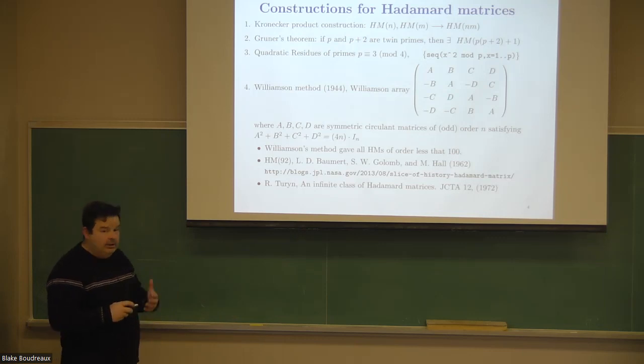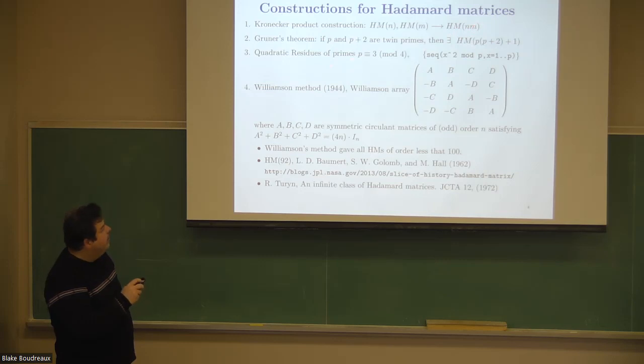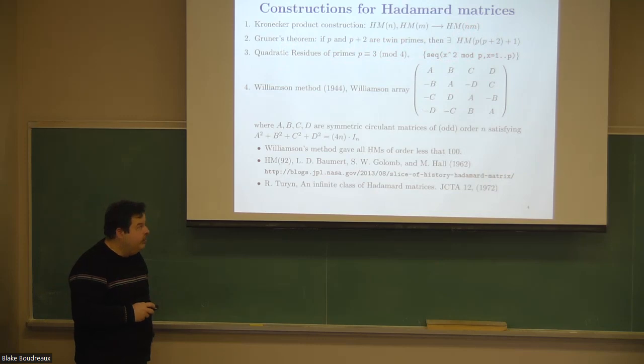I mentioned there are hundreds of constructions for Hadamard matrices, and these are some of them. The Kronecker product: if you have a Hadamard matrix of order n and order m, then you can make a Hadamard matrix of order the product. Then you have Gruner's theorem with the twin primes that we mentioned already. Then we have the Paley construction, quadratic residues of primes 3 mod 4. If you take this sequence here, then you can make a Hadamard matrix for every prime 3 mod 4.